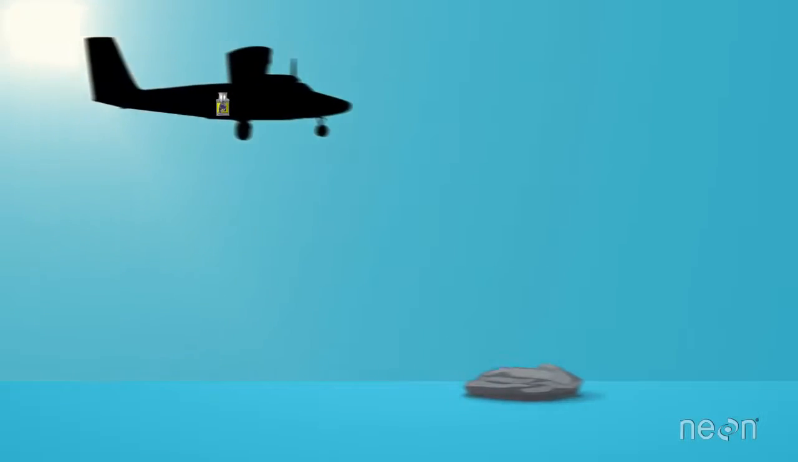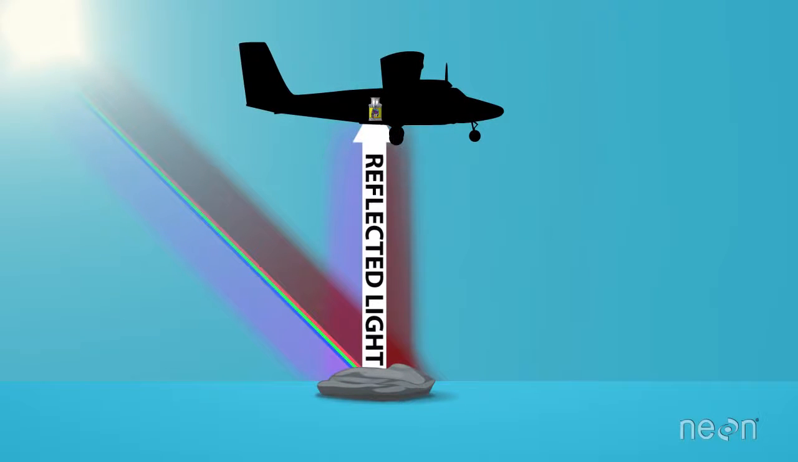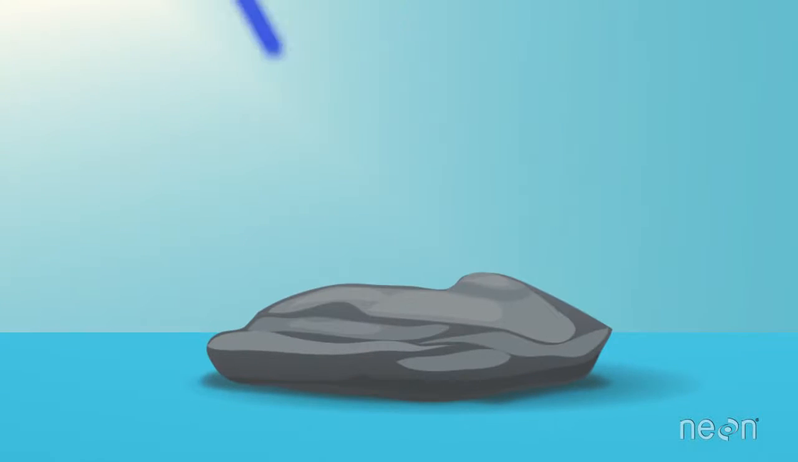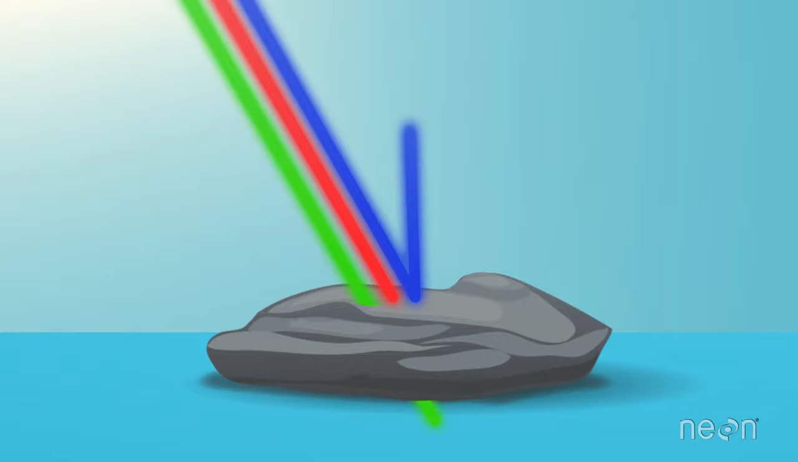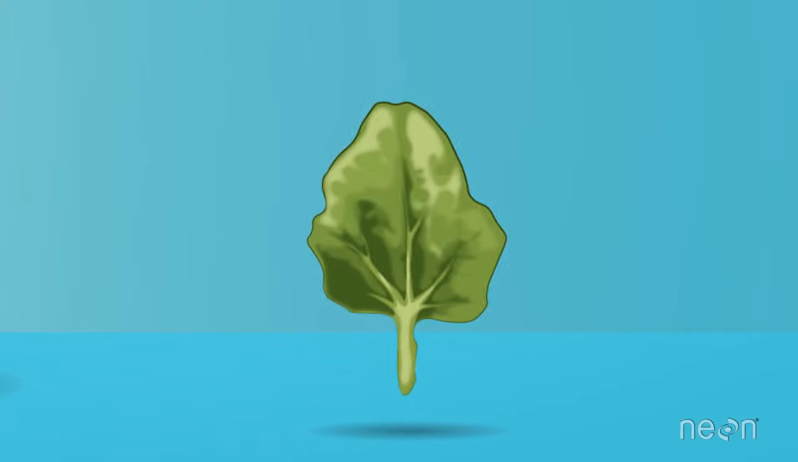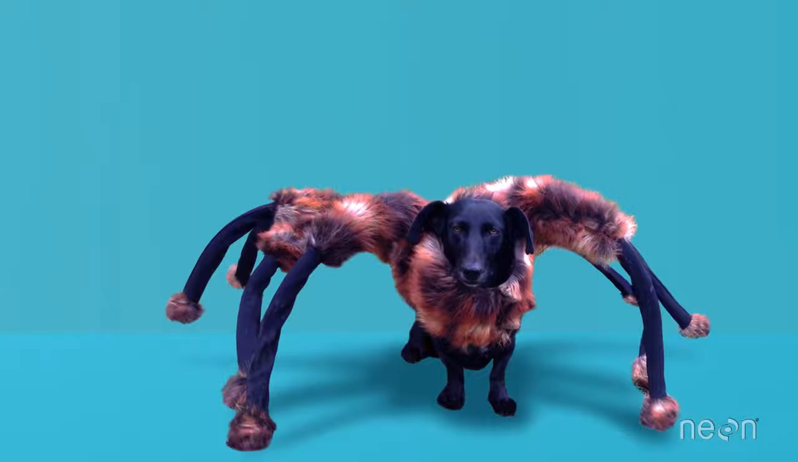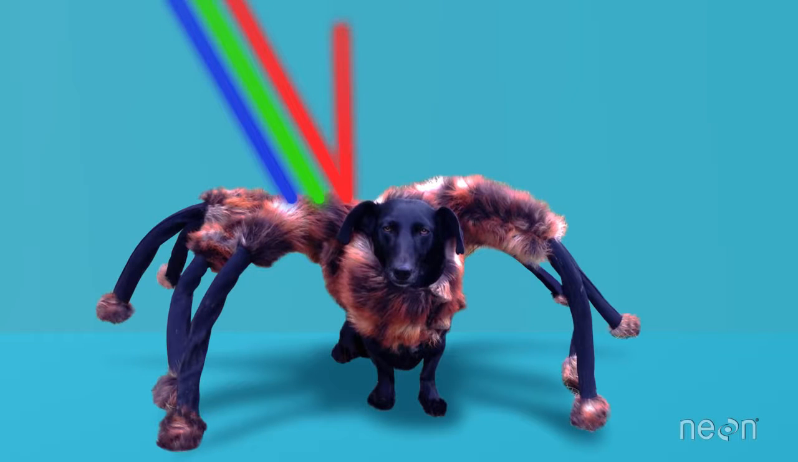Now, imaging spectrometers measure reflected light energy. You see, different objects reflect, absorb, and transmit light differently, depending on their chemical and structural characteristics. For example, plant leaves are green because they reflect more green light than blue or red light. On the other hand, Fido the dog reflects more light in the red portion of the spectrum because of the chemical and structural makeup of his fur. If Fido's chemical and structural makeup was the same as a plant's, then he would look green.